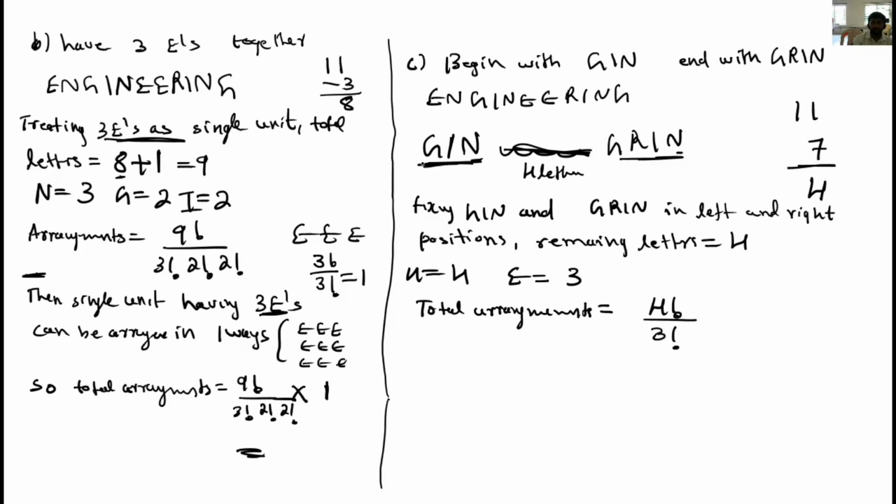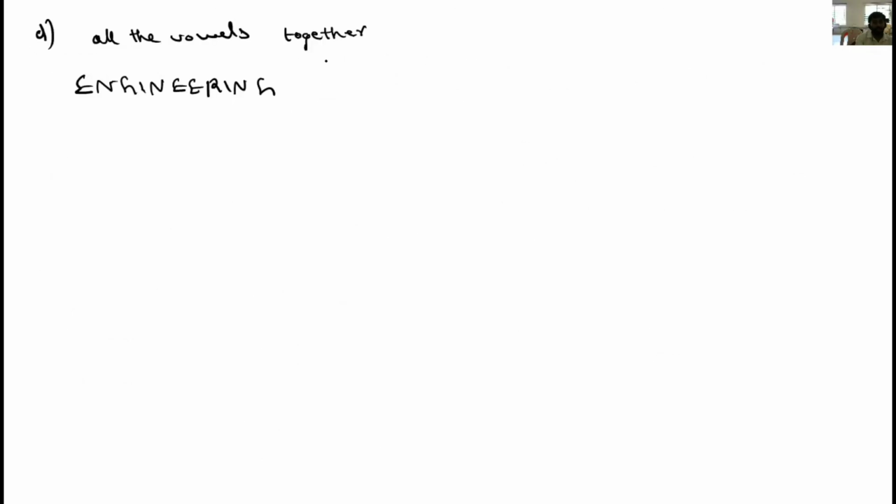is equal to 4 factorial divided by 3 factorial. Clear? If you fix 3 letters in the left position and 4 letters in the right position, remaining letters equal to 4 only. That is n equal to 4. That means GIN is fixed, GRIN is fixed. Then what are the remaining letters? E N E E. 4 letters remaining. In those 4 letters, how many times does E repeat? See, 1 time, 2 times, 3 times. So E equal to 3. What's the total arrangement? N factorial divided by repetition factorial. 4 factorial by 3 factorial. That's the answer.